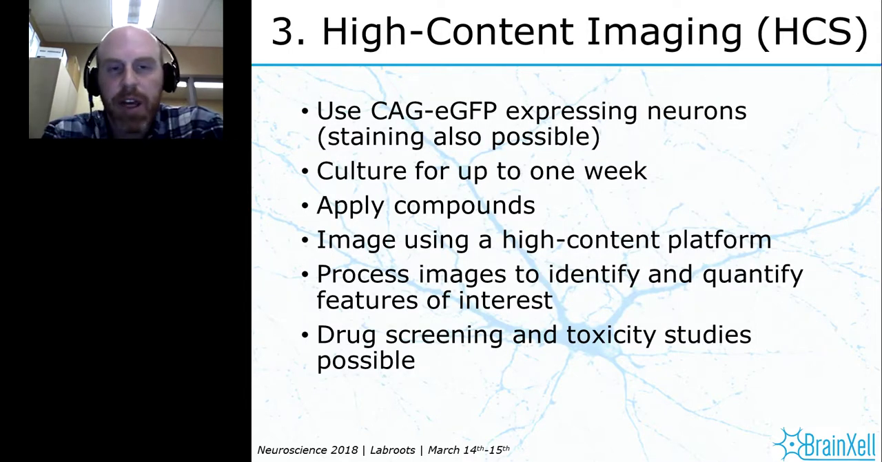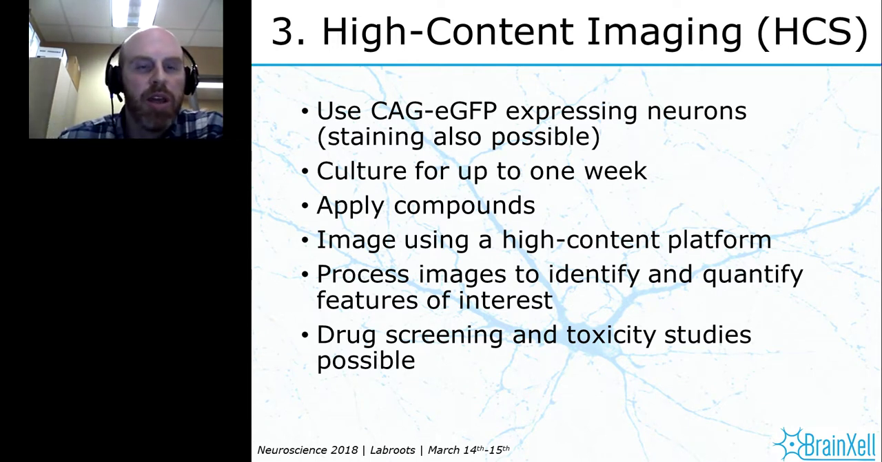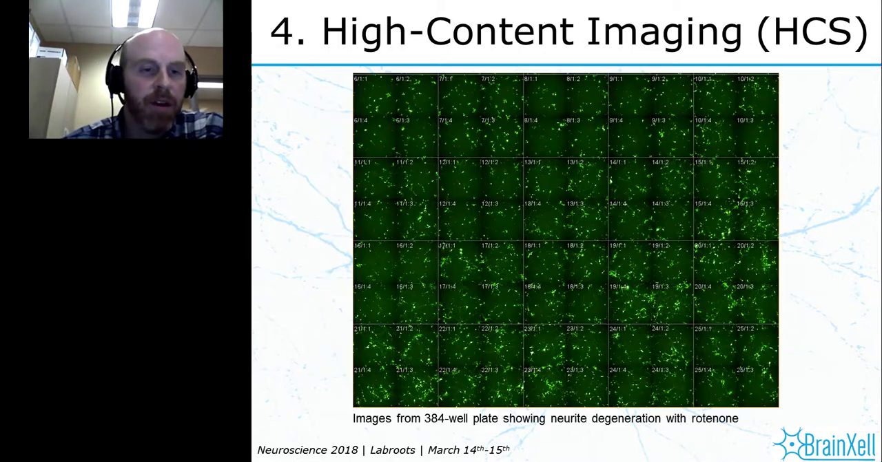A really interesting application of these cells is high content imaging. They're beautiful cells, and actually they make for really good sources of imaging. They're not the easiest cells to image, but with a little bit of effort, the data that comes out can be really useful. So we have produced neurons that have a stably expressed GFP, and these cells can be cultured for 1 to 2 weeks, and various compounds could be applied as an example, and then images can be collected.